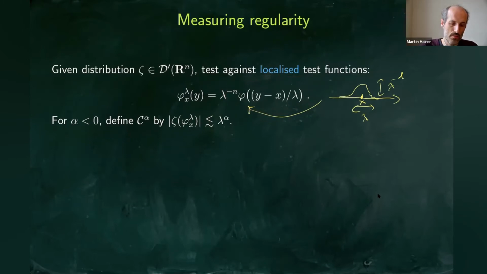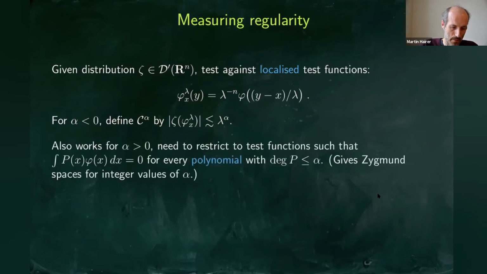And so if you take test functions that integrate to 0 against polynomials of sufficiently high degree, then you can actually use a definition like that also for positive alpha. And then it coincides with the usual definition of the Hilbert spaces, at least when alpha is not an integer. For integer values, there's a bit of subtlety. Okay, right, so that's what I just mentioned here. And for integer values, you get what's called the Zygmund spaces. So somehow the function x log x is in C1 with that definition, whereas of course in the usual definition, it's not.